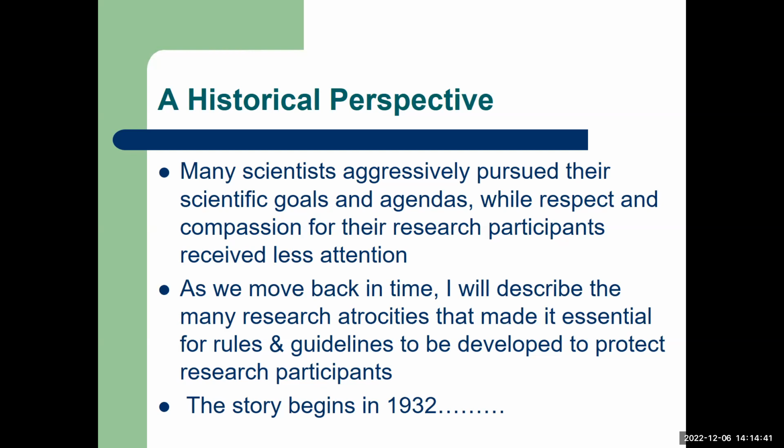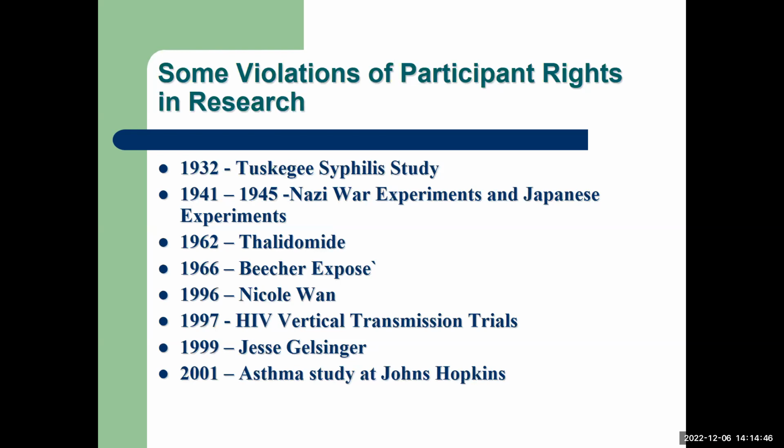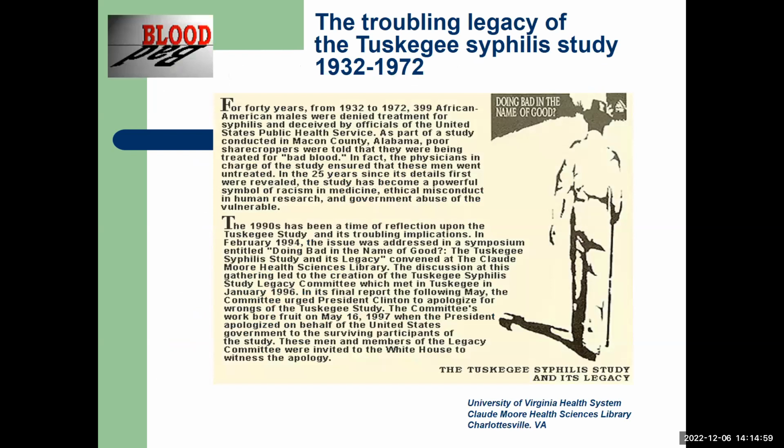And that story begins in 1932. As you can see, these are some of the variety of cases where there were violations of participant rights in research, and we'll go through some of them now. And essentially in 1932, we had the Tuskegee syphilis study that was started in America.